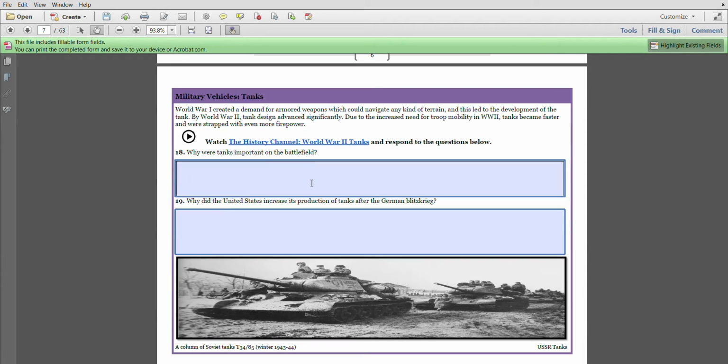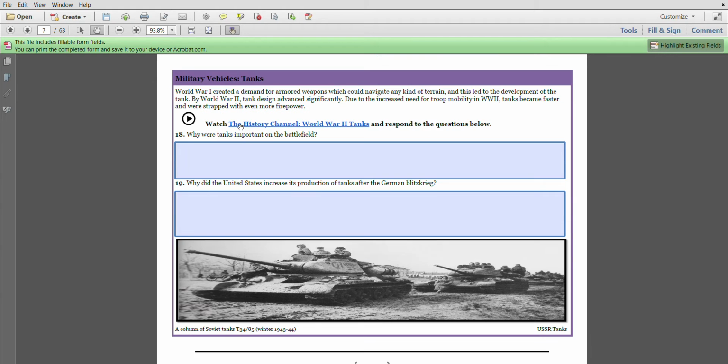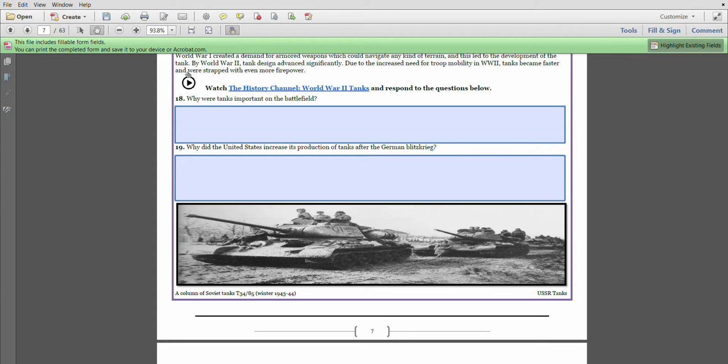Page 7. Military vehicles, tanks. World War I created a demand for armored weapons which could navigate any kind of terrain, and this led to the development of the tank. By World War II, tank design advanced significantly. Due to the increased need for troop mobility in World War II, tanks became faster and were strapped with even more firepower. Follow this link here or here to watch the History Channel World War II tanks and respond to the questions below.